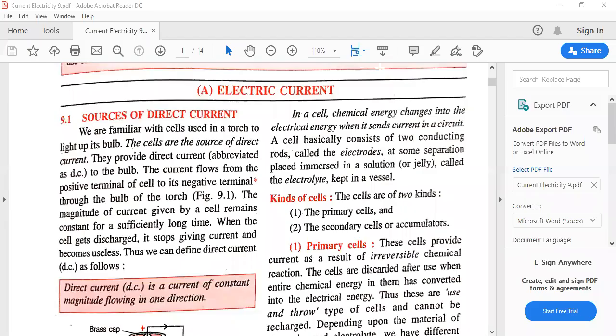So we'll just cover this. Okay. Now, let's understand the sources of direct current.